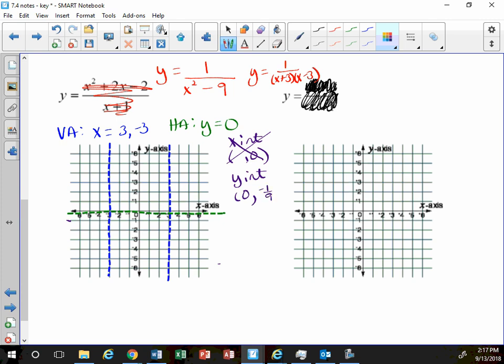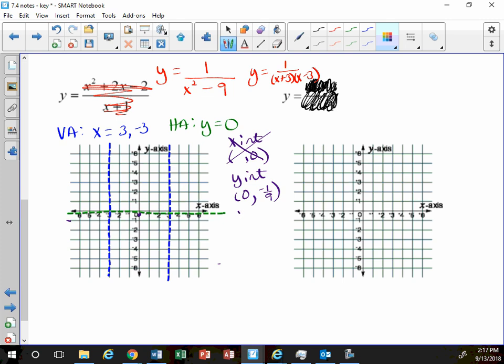-1/9. That's fun to plot. All right. We have to do some plugging in because we don't have very many points on here to know what our shape is. It's right there. Oh no, I got the same spot. Okay. Perfect. See, you're good.